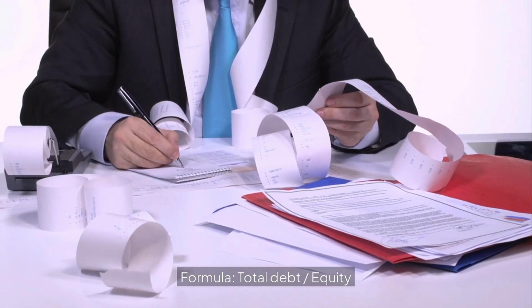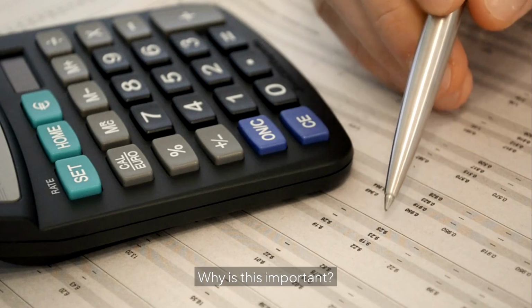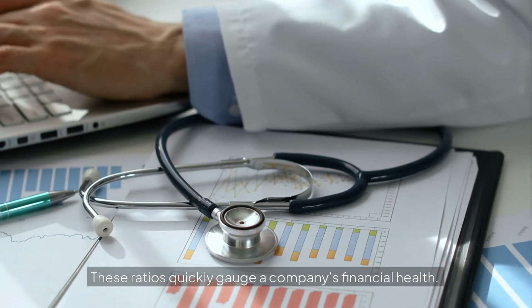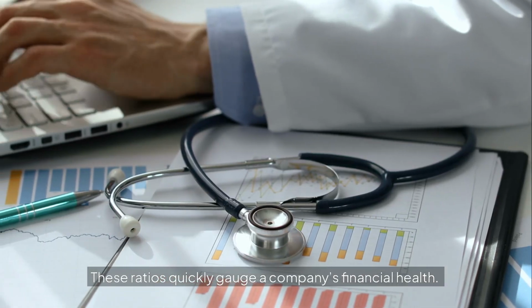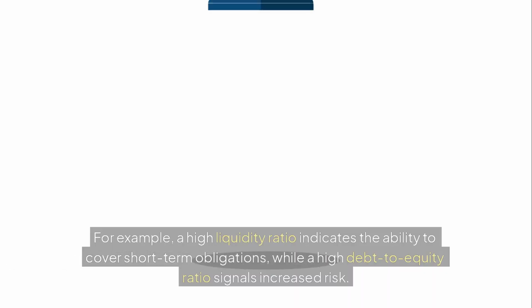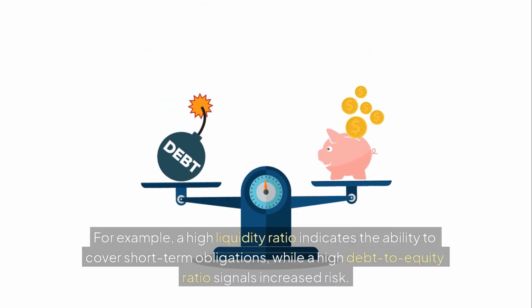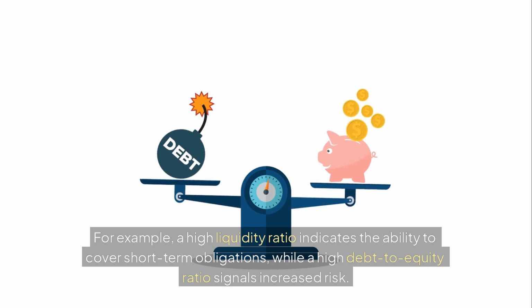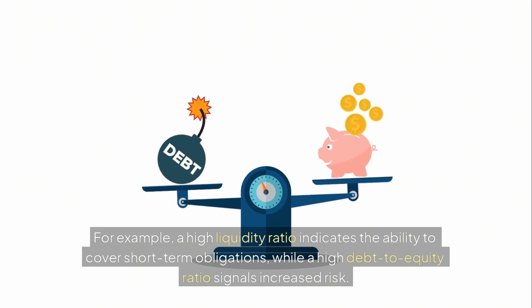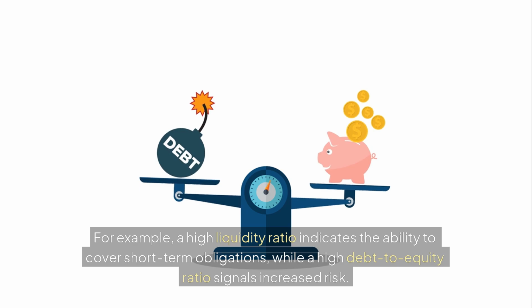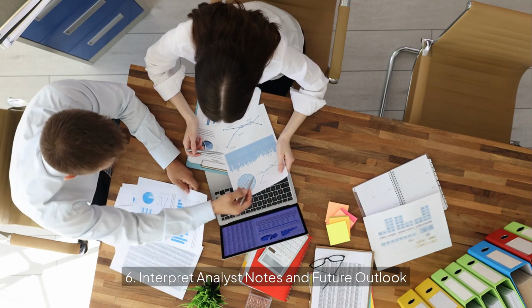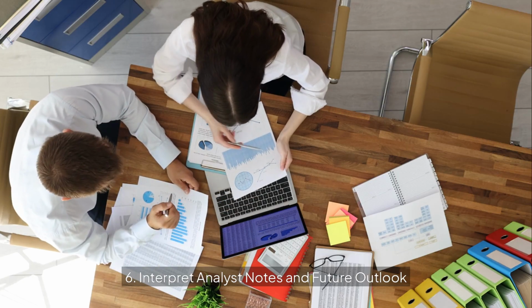Debt to equity ratio highlights the proportion of debt versus equity. Formula: total debt / equity. Why is this important? These ratios quickly gauge a company's financial health. For example, a high liquidity ratio indicates the ability to cover short-term obligations, while a high debt-to-equity ratio signals increased risk.